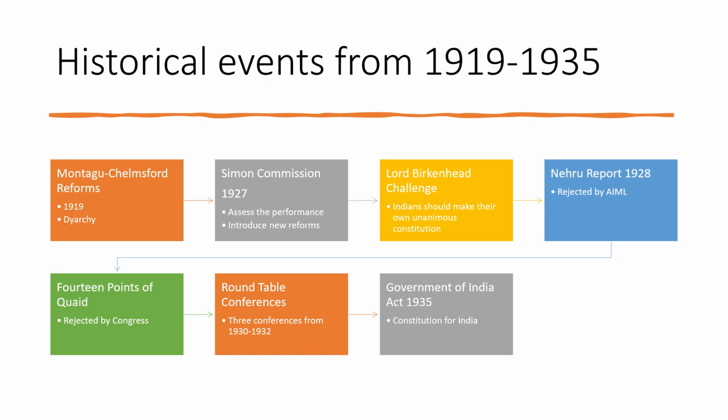These subjects were divided into reserved subjects and transferred subjects. Reserved subjects were reserved with the Indian government, the Indian civil service, the British government, and the transferred subjects were transferred to the provincial ministry. So this was the system of diarchy, and this is how the British kept the government at the provincial level in their hands with the help of reserved subjects.